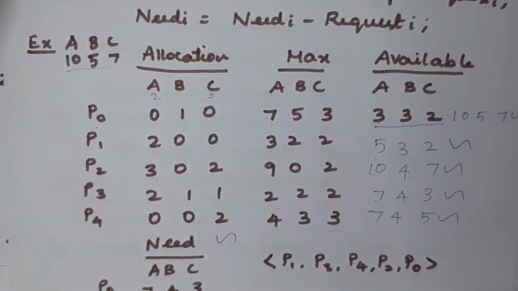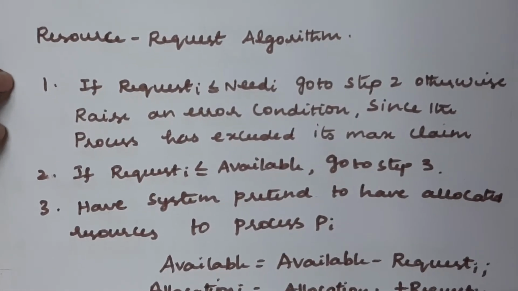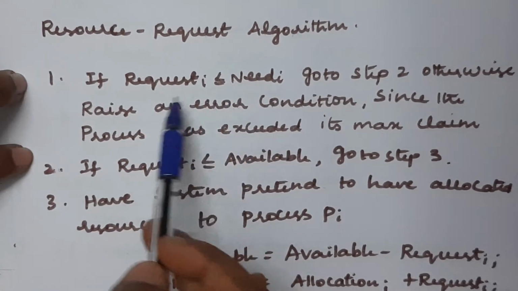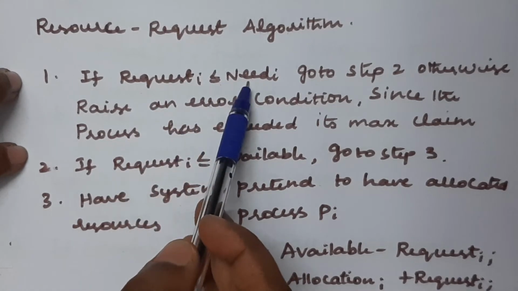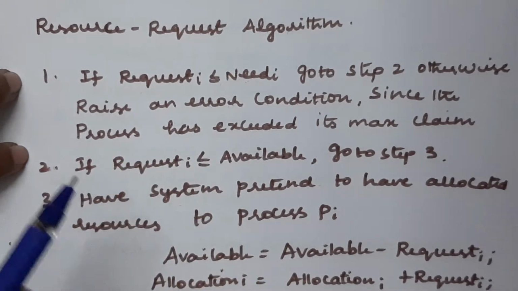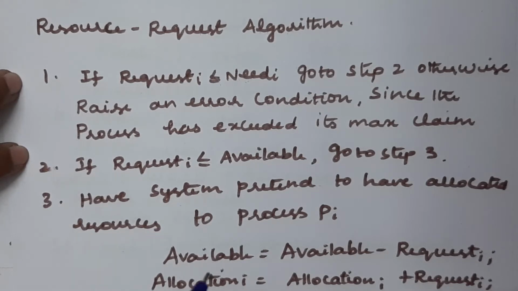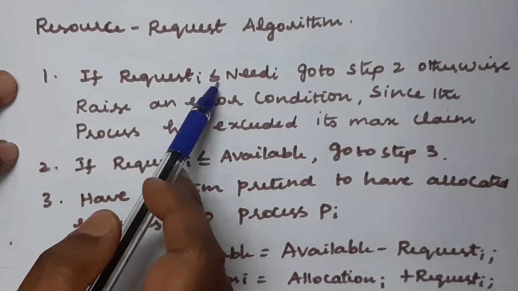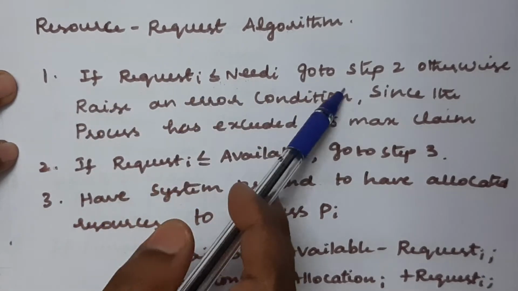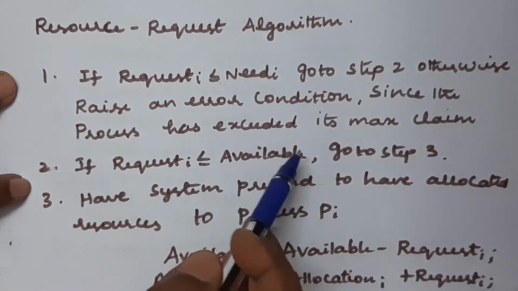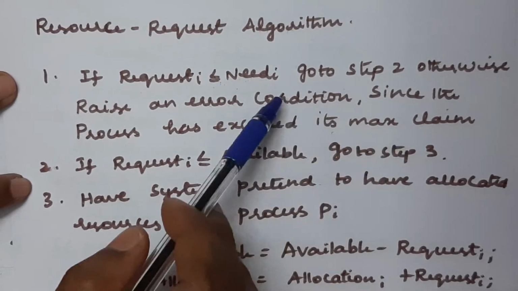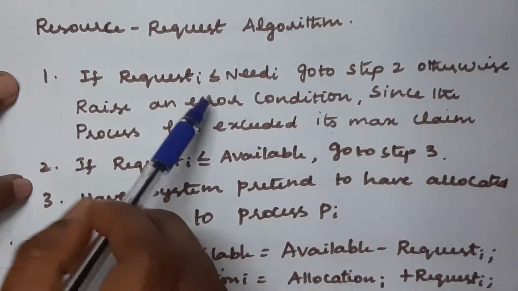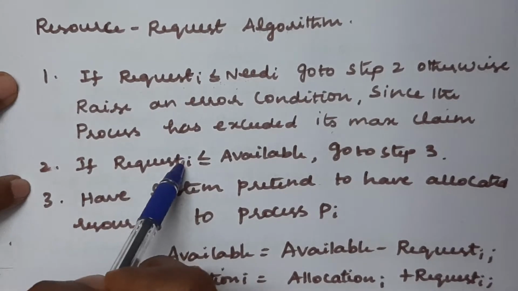Okay. So how do we have to check it? According to this resource request algorithm, the first step is we need to check if the request is less than or equal to need. Need, we already know, is the value we got after subtracting the allocation from the max value. So we have to check whether request is less than or equal to need. If it is so, go to step 2, otherwise raise an error condition, because it is exceeding the maximum claim, so it is not possible to allocate the resources. If the condition is satisfied, we can proceed with the further step.